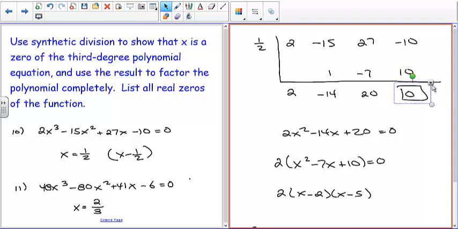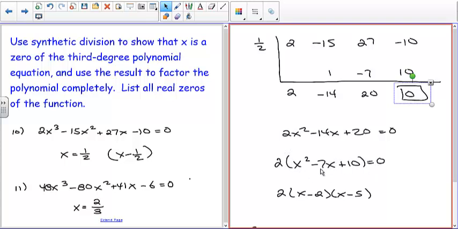So that shows that one of the factors is x minus 1/2. What we've got left is 2, negative 14, and 20. So the quadratic equation that I have remaining is 2x squared minus 14x plus 20, and we want that also to be equal to 0. So we can factor out a 2. So this becomes x squared, this becomes negative 7, this becomes positive 10.